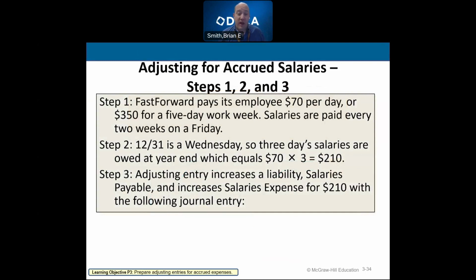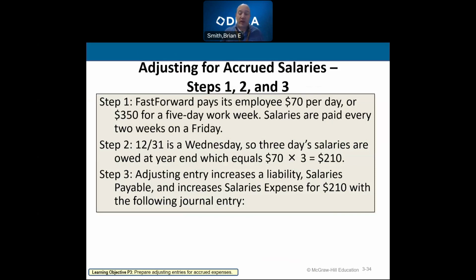Salaries are paid every 2 weeks on Friday. So every 2 weeks they get paid $350 for a 5-day work week, multiplied by 2 for a full 2 weeks. But in step 2, it looks like December 31st is a Wednesday. So 3 days of salaries are owed at the end of the year, which equals $70 times 3 days. So each employee is owed $210 for that time period.